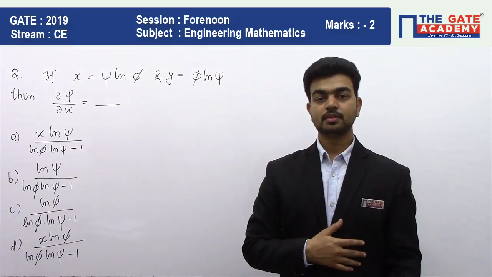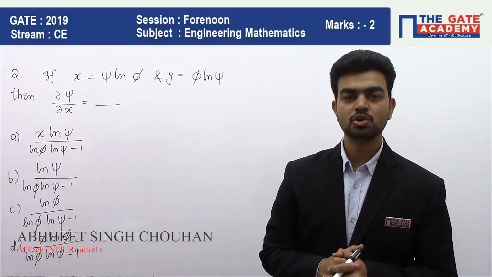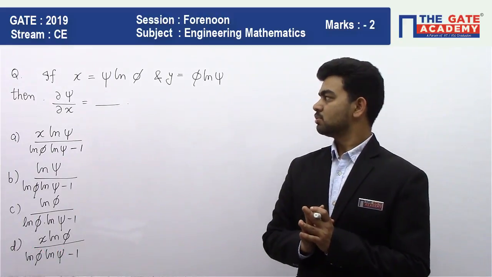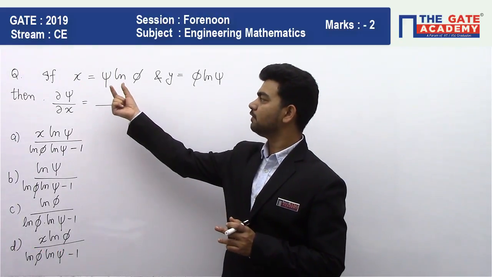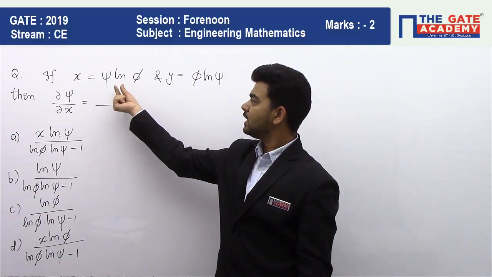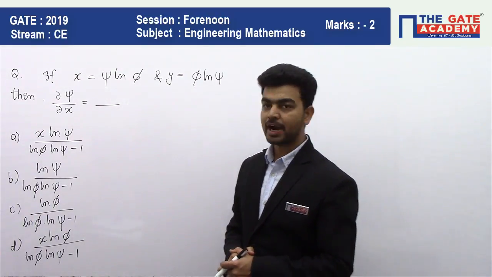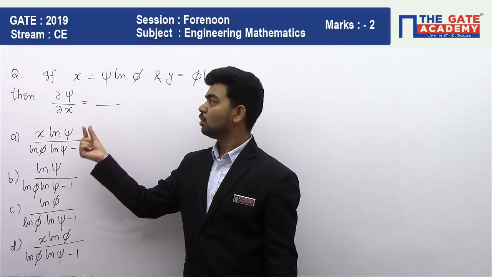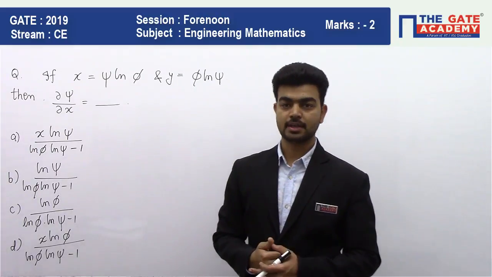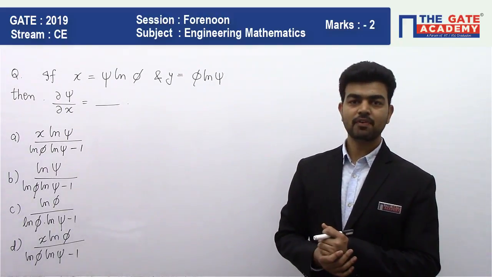Hello students, I am Abhijit and here we will be solving a question of engineering mathematics from the chapter calculus. We have been given the functions x is equal to psi ln phi and y is equal to phi ln psi. Then we have to find the partial derivative of psi with respect to x. So here are the options, and it is a very good question.